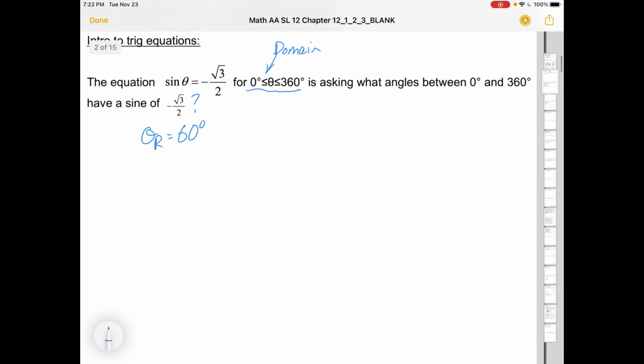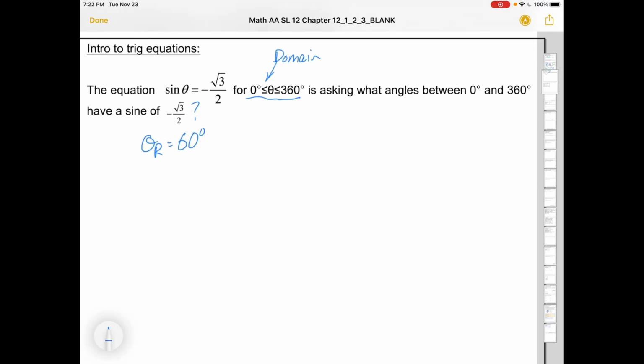Okay. Once we know that, we've got to ask, well, what quadrant might it be in? This is a sine of negative root 3 over 2. Could it be in the first quadrant? No, they're all positive in the first quadrant. Could it be in the second quadrant? No, sine is positive in the second quadrant. So it could be in this quadrant or this quadrant. Let me just draw that without the A and the S there. Okay. And the reference angle is 60 degrees. So these are the two angles that it might be.